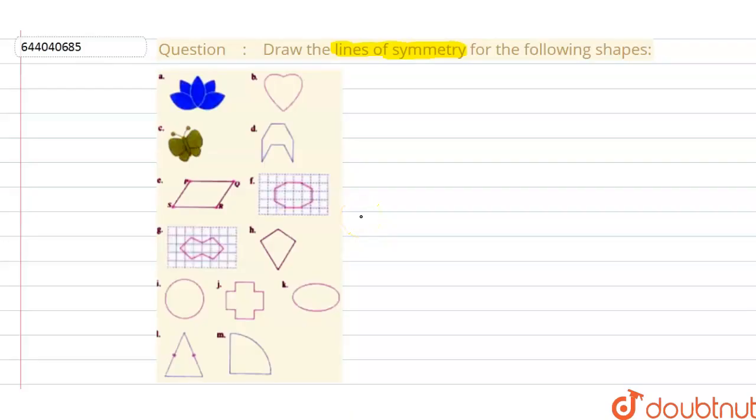Let us discuss the given problem. We have to draw the lines of symmetry for the following shapes. First shape is given of a flower, and we have to draw the line of symmetry for this shape.